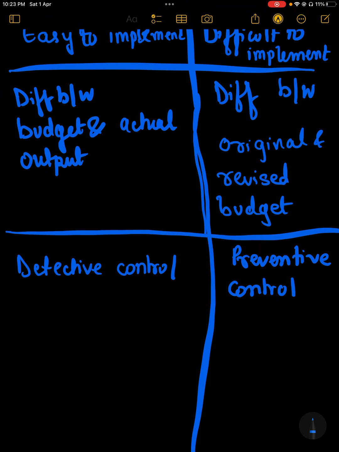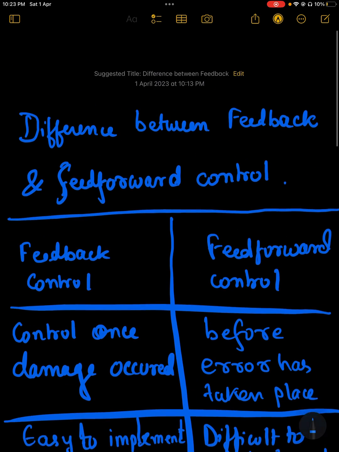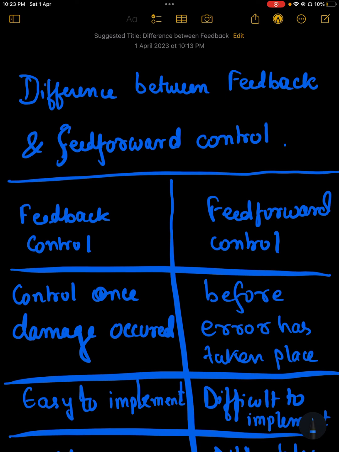This is very important because sometimes feedback cannot help, because so much loss has already occurred. So that is why feed-forward control is generally applied by enterprises these days, because it helps them a lot. So this was all about the difference between feedback control and feed-forward control.